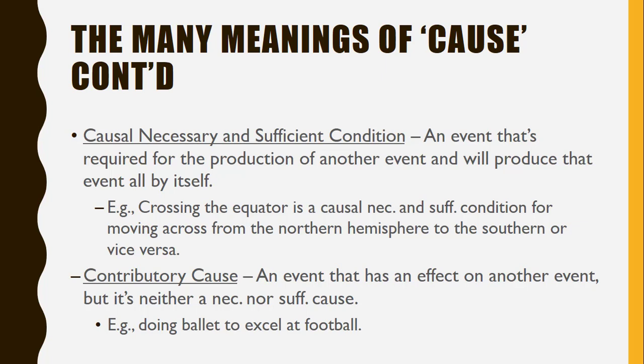So we know that the ball going through the hoop is a necessary and sufficient condition for scoring points in a game of basketball. Let's look at the next kind of cause here. It's a contributory cause. This is an event that has an effect on another event, but it's neither a necessary nor sufficient cause. It's not a necessary condition. It's not a sufficient condition, and so therefore it's not a necessary and sufficient condition. But it still is a cause for an effect.